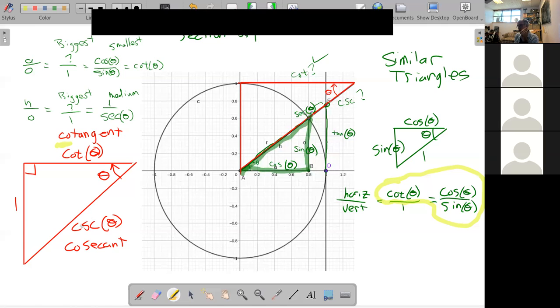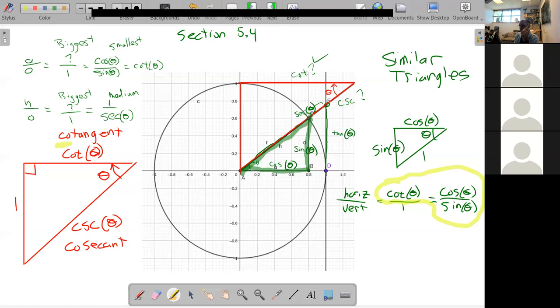Next, I want to talk about this cosecant function. To do that, let's switch colors to blue. I'm going to look at my hypotenuse here compared to the vertical leg. On the big red triangle, the hypotenuse is whatever the cosecant measures out to be of a given angle, and the vertical is just 1. On my little triangle, the hypotenuse is 1, and the vertical component is the sine.